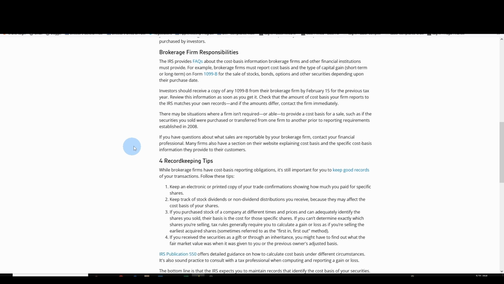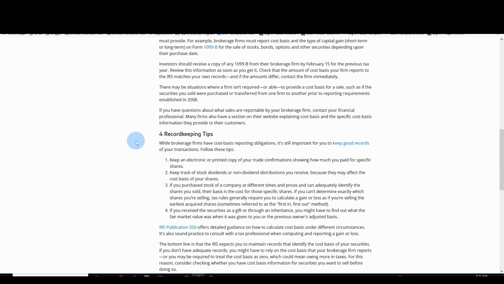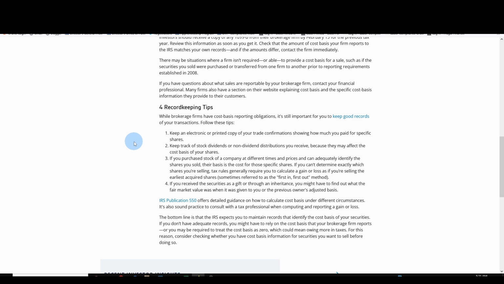There may be situations where a firm isn't required or able to provide a cost basis for a sale, such as if the securities you sold were purchased or transferred from one firm to another prior to reporting requirements published in 2008. If you have questions about what sales are reportable by your brokerage firm, contact your financial professional. Many firms also have a section on their website explaining cost basis and the specific cost basis information they provide to their customers. Four recording tips.